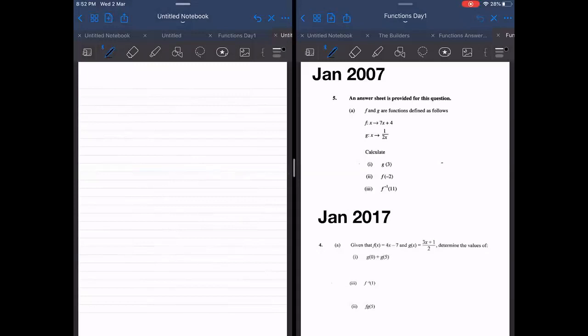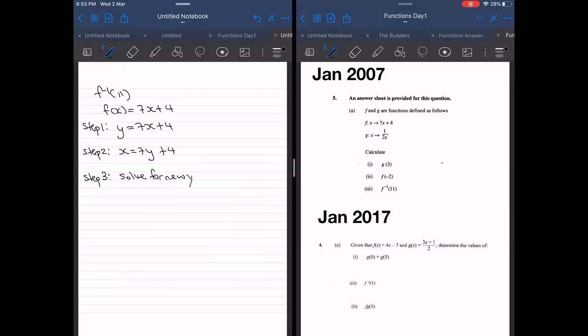All right, guys, so for the last one, which is f inverse of 11, right? So f of x is 7x plus 4. So step 1, we have to replace the f of x with y. Step 2, we interchange the x and the y. And then step 3, we need to solve for the new y.